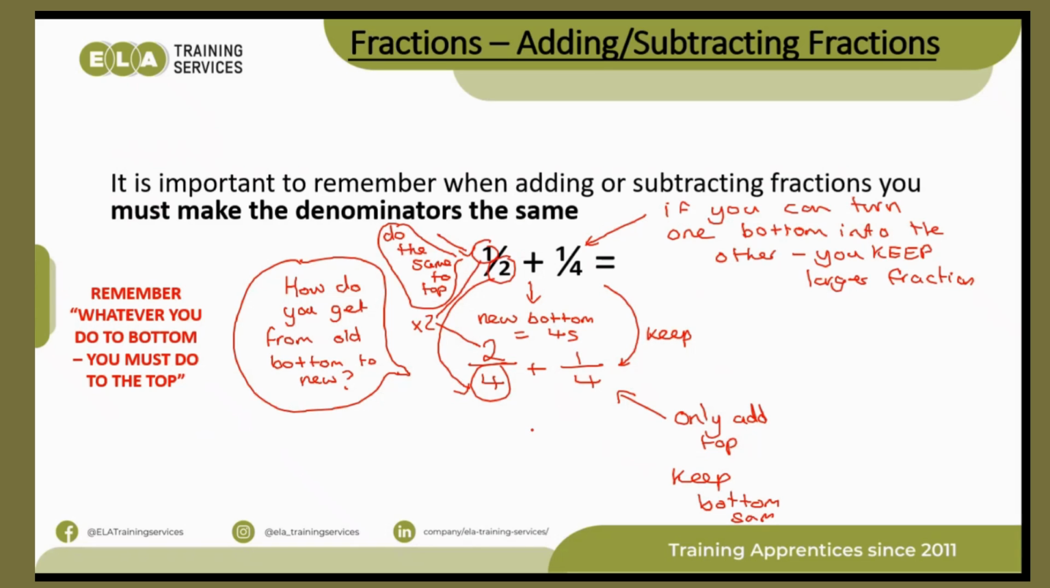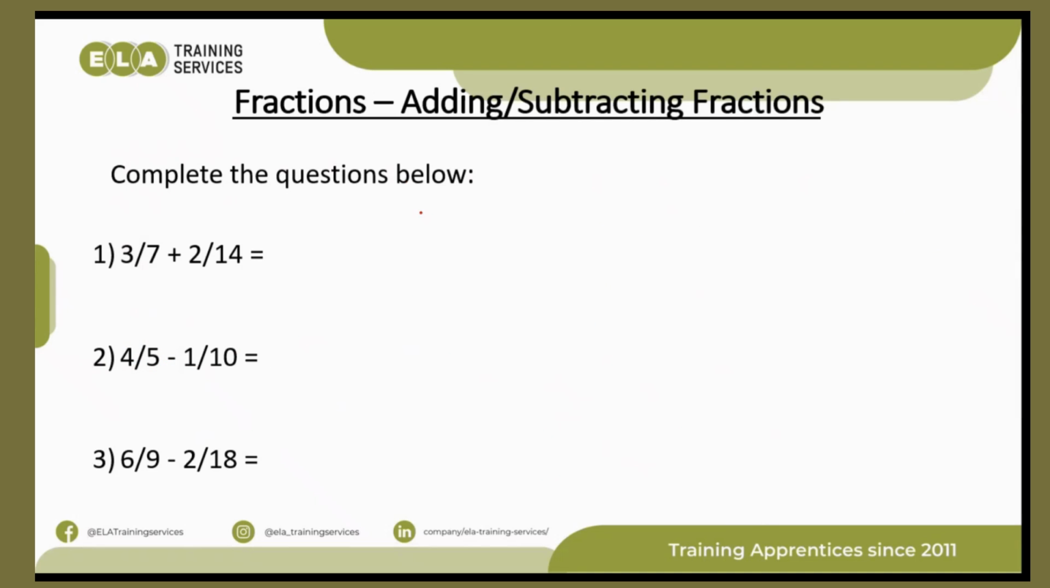So 2 add 1 is 3, over 4 and 4. So it'd be 3/4. Okay, let's practice some of them. It comes with a lot of practice adding and subtracting fractions. So we've got 3/7 add 2/14. So can we turn 7 into 14s? Can you multiply 7 by anything to get 14? And you can. So we're going to keep 14 as our bottom.